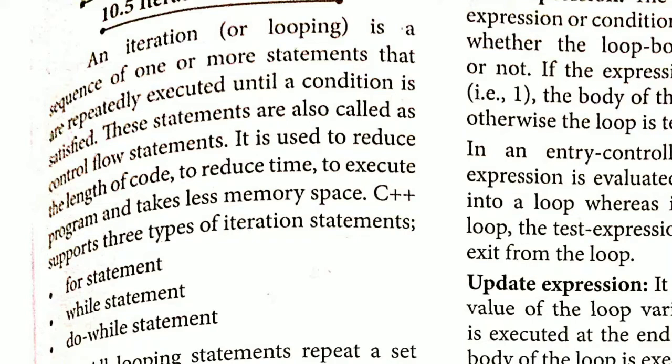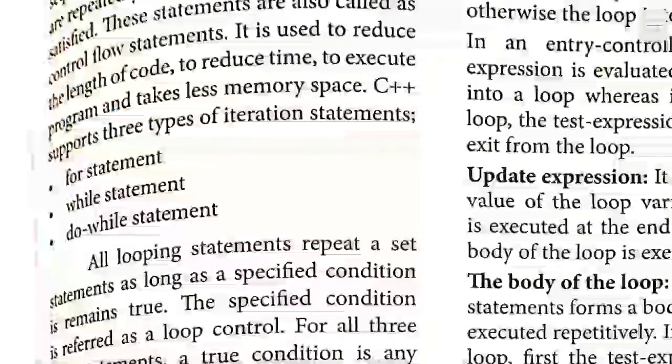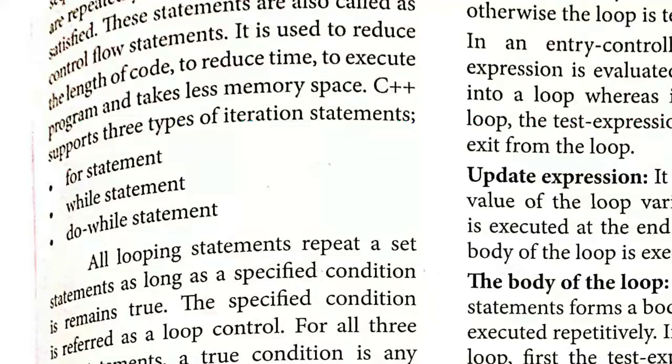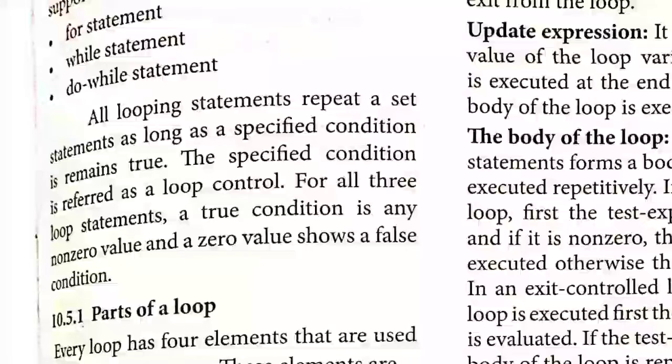Okay, so C++ supports three iteration statements: for loop, while loop, and do while loop. All looping statements repeat a set of statements as long as the specified condition remains true. If the condition is true, then the loop is executed. If the condition is false, then the loop is not executed. The specific condition is referred to as loop control. For all three looping statements, the true condition is any non-zero value, and a zero value shows a false condition.